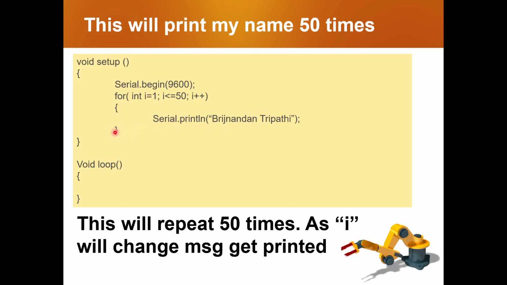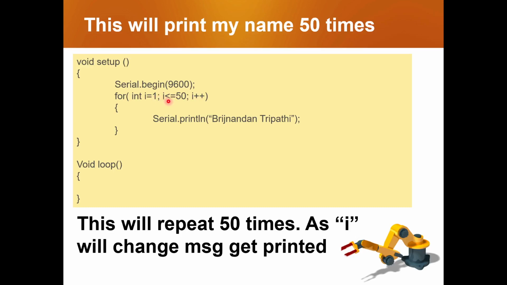Now the next line is a closing curly bracket, so it will go back to the line where it was starting, just one line above that. Above that is the for loop. In that, i++ happens. i++ means the value of i has now changed to 2.